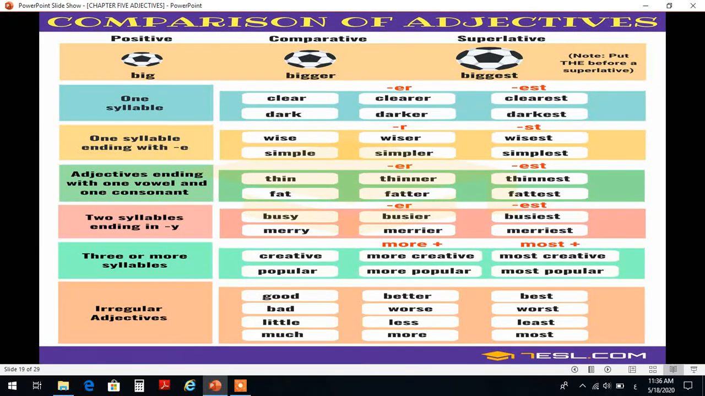Two syllables ending in y, for example busy. في هذه الحالة نقلب الواي إلى I ونضيف ER EST. Three or more syllables, if we have adjectives which are made up of three or more syllables مكونة من 3 مقاطع صوتية أو أكثر، في هذه الحالة نضيف more and most. And we have what is called irregular adjectives اللي هي غير قياسية.